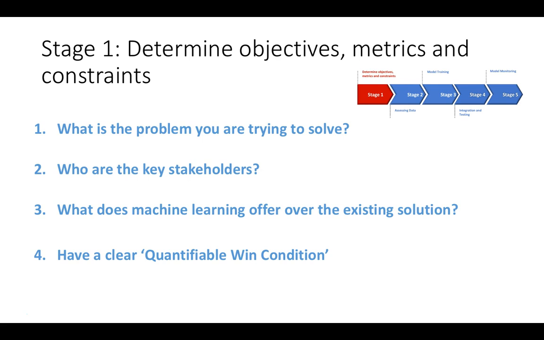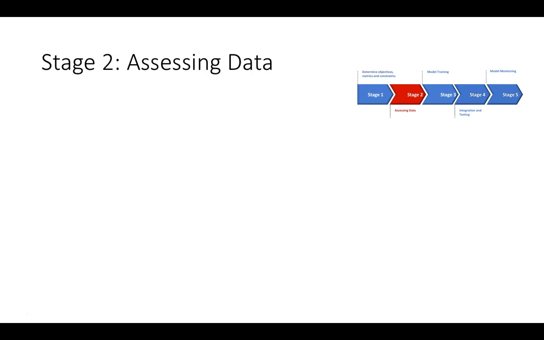Because if you don't have that, you may risk wasting a lot of time wandering here and there. That's what happens. And also, if you have a good quantifiable win condition, it will help you to know whether or not your model is good enough. You need to know. If you don't have a proper quantifiable win condition, you may land in such problems. So that is why the first stage is important.